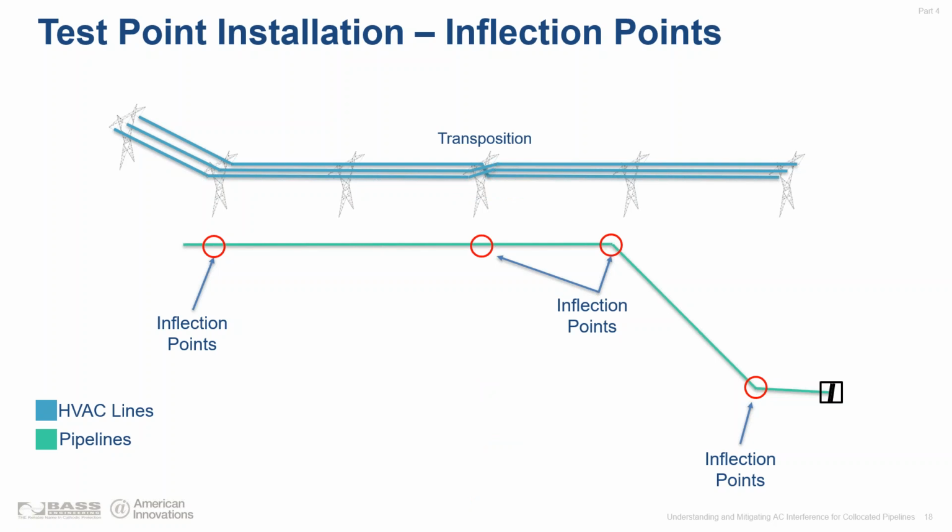Sometimes the power companies will do something called transposition, where they change the position of the power lines from one location to another, and they do this for load balancing or to remove the inductive effects from one of the lines to the other lines and balance everything out. But this is another inflection point with regard to our pipeline. So you want to look up, see what's going on up in those towers and see if there's any transposition going on. They may call it rolling the lines, and that would be another good candidate for you to install a test station.